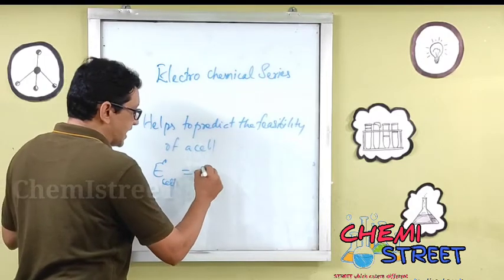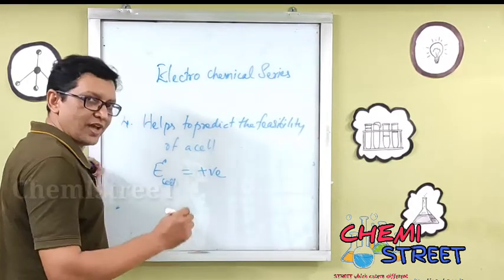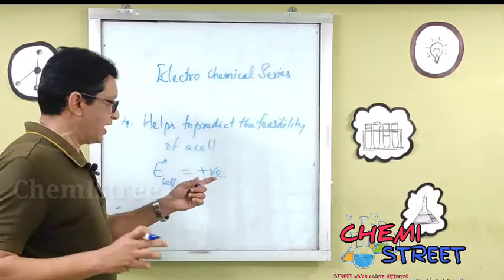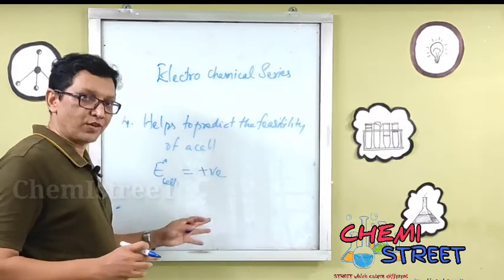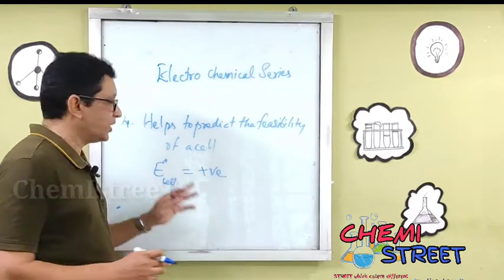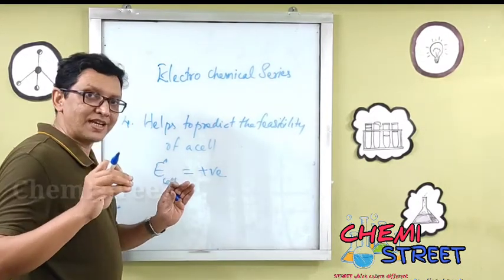If the E0 cell has a positive value, we get values from the table, substitute in our equation and get the final value. If it has a positive value, that particular cell will function.